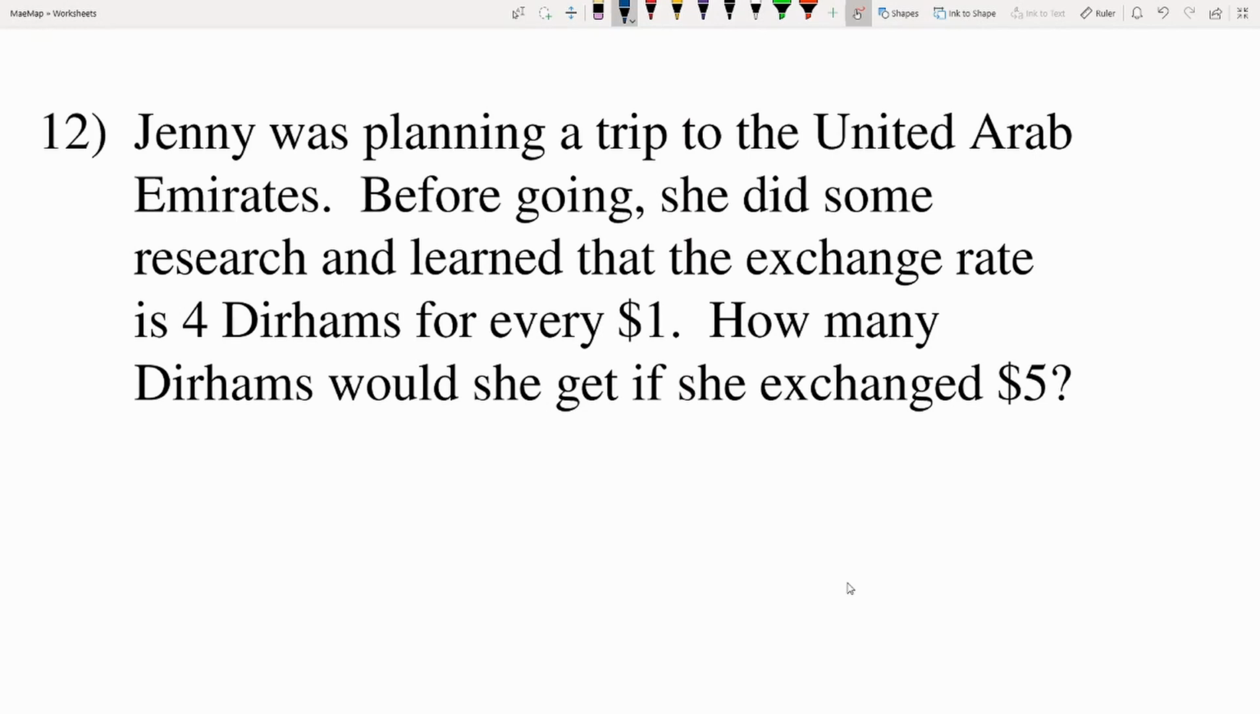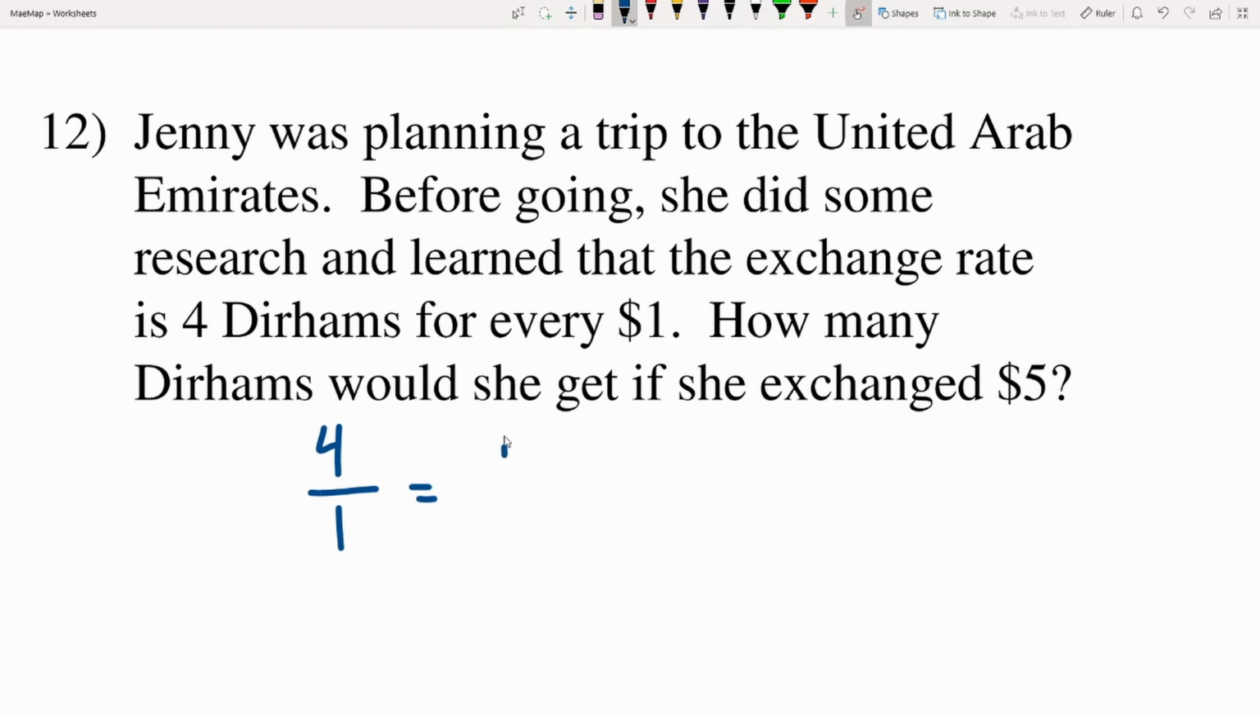So Jenny was planning a trip to the United Arab Emirates. Before going, she did some research and learned that the exchange rate is 4 dirhams for every $1. So that's a 4 to 1 exchange rate. How many dirhams would she get if she exchanged $5?